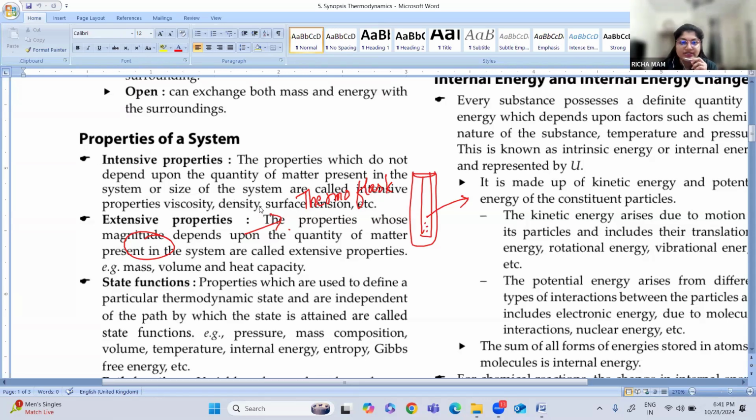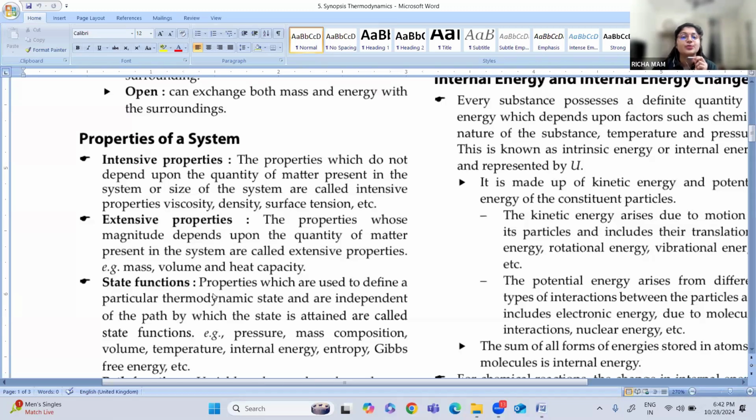Which are the different intensive properties? Like viscosity, density, surface tension. These come under intensive properties. They do not depend on the quantity of matter present in the system or the size of the system. What do you mean by extensive property?